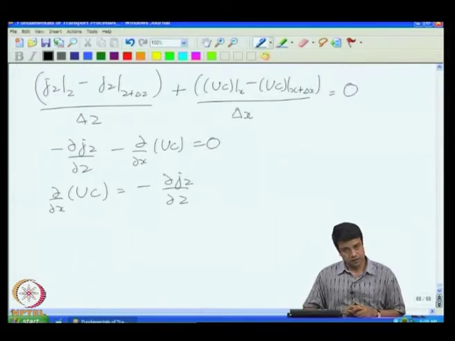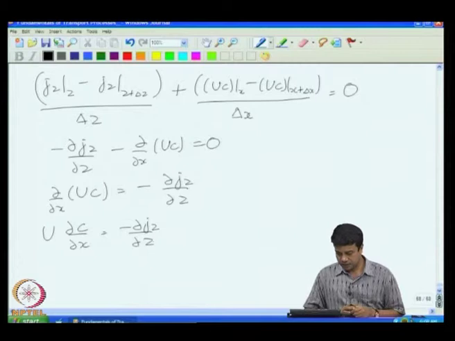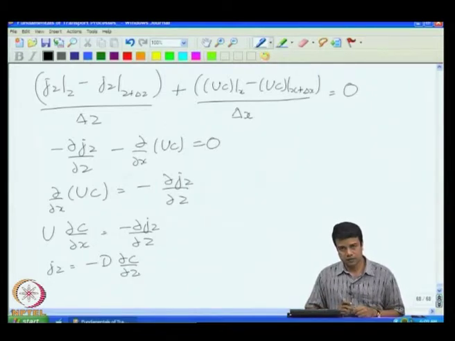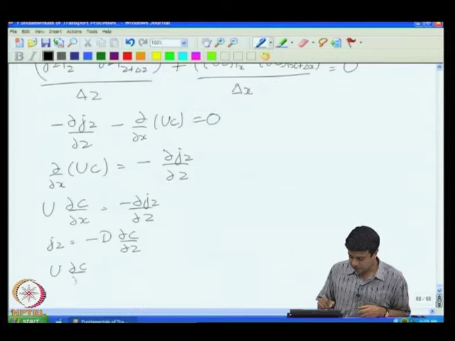Velocity, I said, was a constant. In this case, the velocity was a constant. So, therefore, this is equivalent to writing u dc by dx is equal to minus dJz by dz. And of course, I know that Jz is equal to minus D partial c by partial z. So, putting all this together, I finally arrive at the differential equation that governs the concentration field here: u times dc by dx is equal to D partial square c by partial z square.